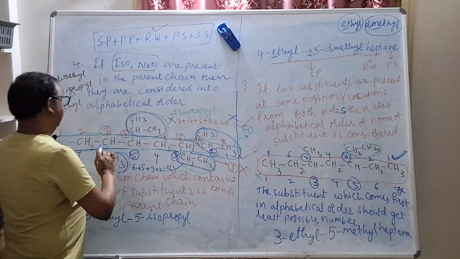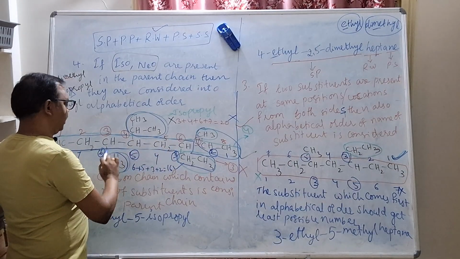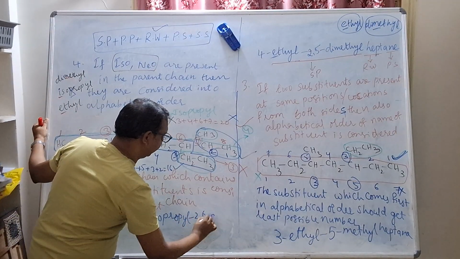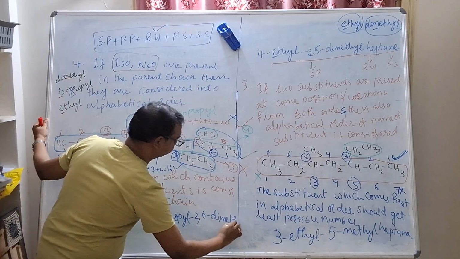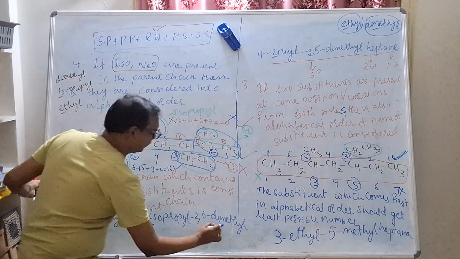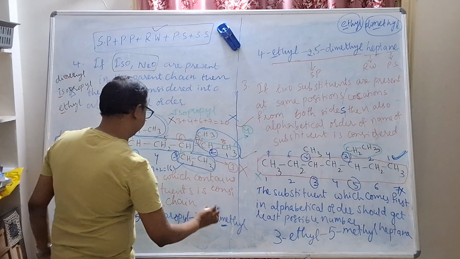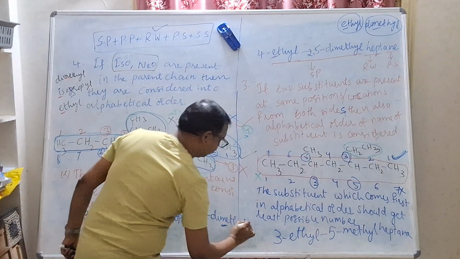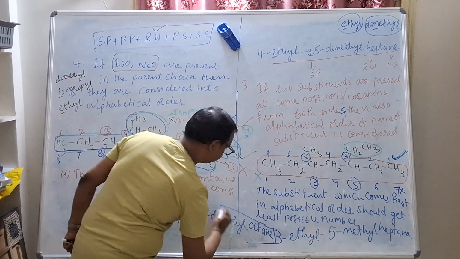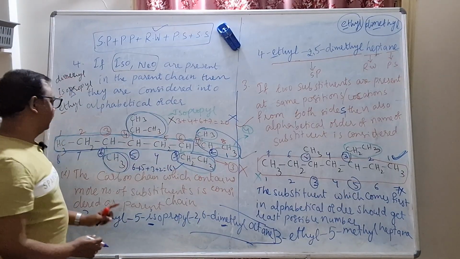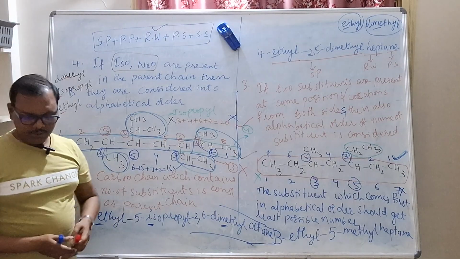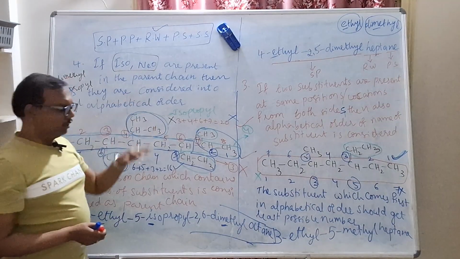Then 2,6-dimethyl. Are you getting it? 2,6-dimethyl, because M comes after I in alphabetical order: E, ethyl, isopropyl, then methyl. Therefore, 2,6-dimethyl octane. The name of this compound is what here? Octane. This is the name. You have to keep that: 3-ethyl, 5-isopropyl, 2,6-dimethyl octane. Okay. Right. In this manner, we can write the name of the compounds.